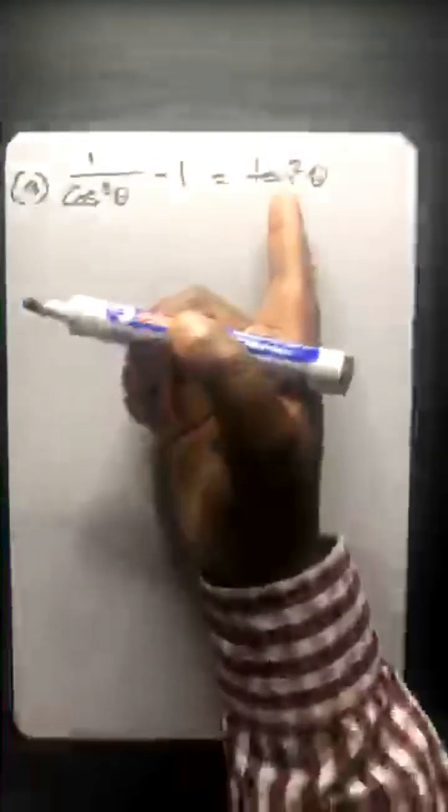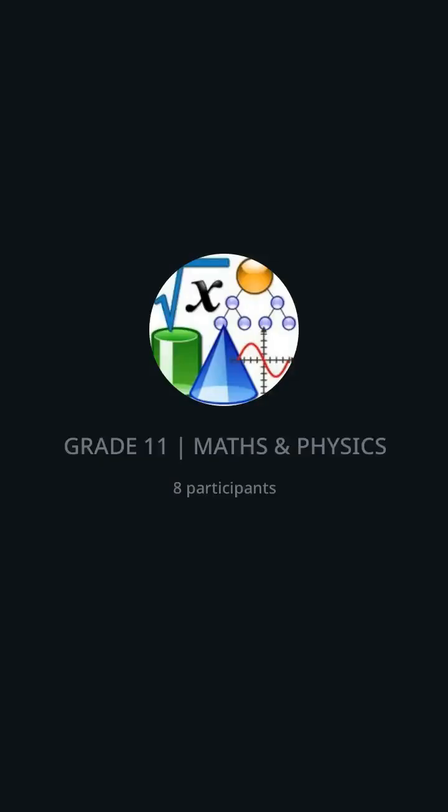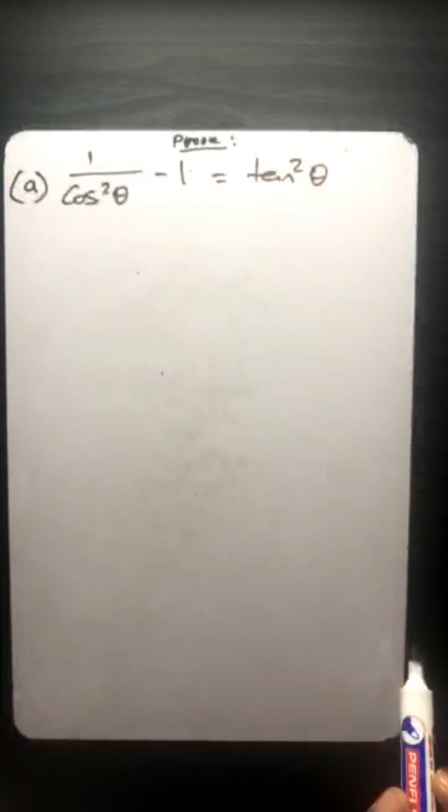So we are actually trying to prove that the whole of this equals tan squared theta. So that's what we need to do. We need to prove that the left side is equal to the right side. So the question now is, are we going to try and prove the left or the right? You can see there's nothing much that you can do there, but more can be done on this side.